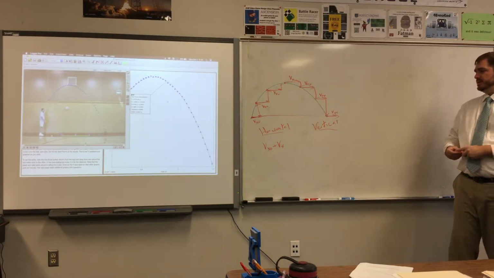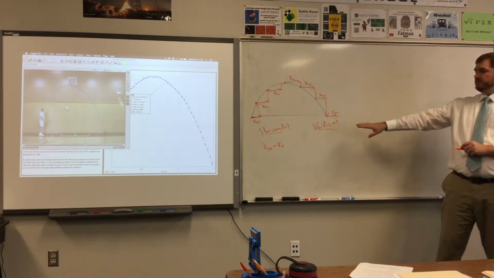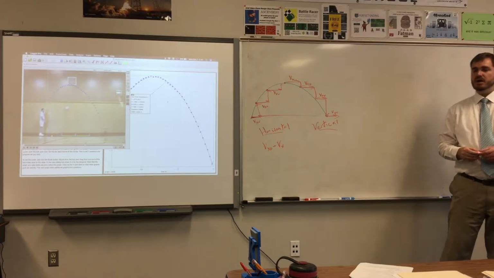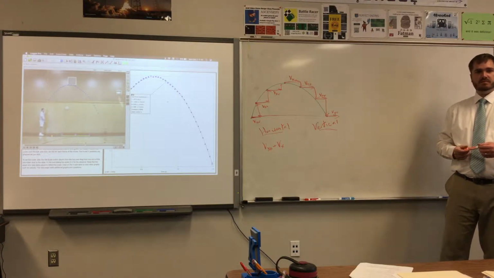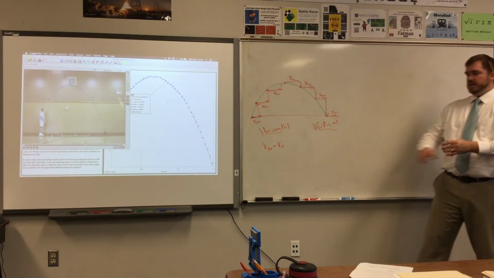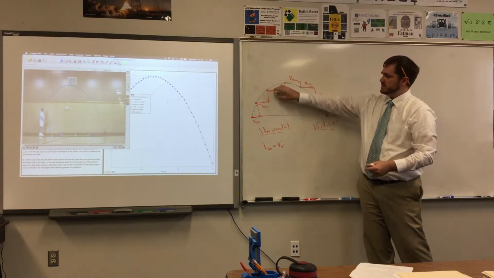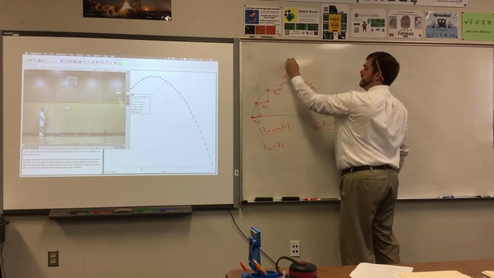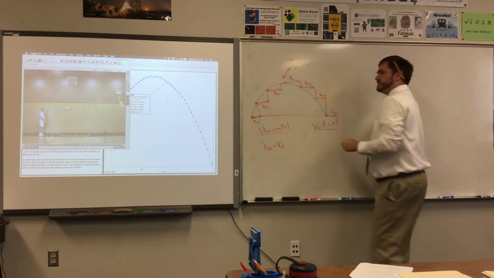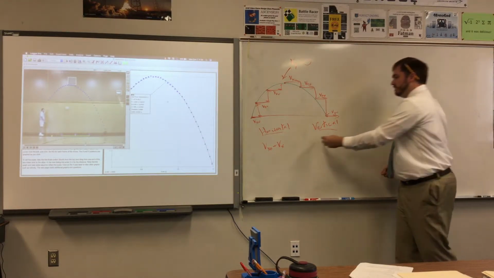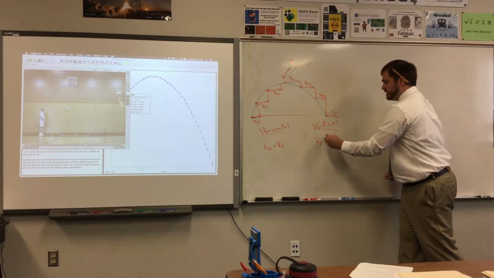What about the vertical velocity? Is that always the same thing? No. What happens with vertical velocity? It gets smaller as it keeps going up, and then it starts decreasing. Yeah, it gets smaller as it goes up, and then eventually hits 0. So at the very top, the velocity in the y direction is 0, and then it starts going downward. Okay, so velocity in the y direction changes.